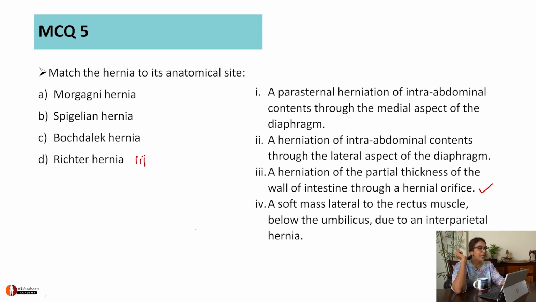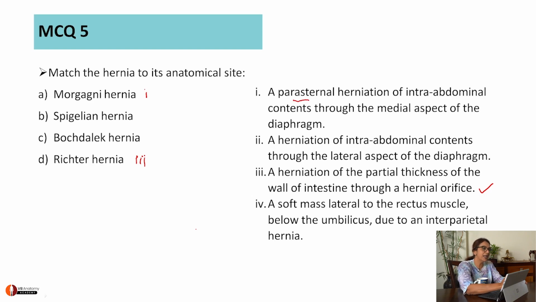Okay? Bochdalek hernia, Morgagni hernia. These are both diaphragmatic hernias, remember. Bochdalek is when there is a hole in the diaphragm posteriorly, a gap in the diaphragm posteriorly. Okay? Morgagni is when there is a gap in the diaphragm anteriorly. A parasternal herniation of intra-abdominal contents through the medial aspect, parasternal, anterior.